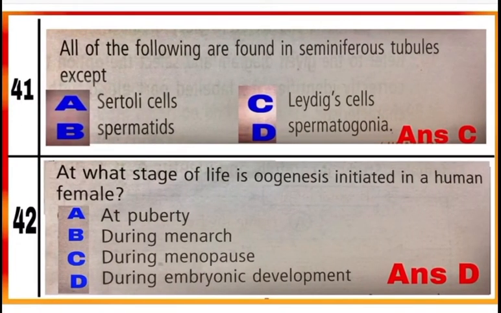Question 41. All of the following are found in seminiferous tubules except? Option C. Leydig cells are not found in seminiferous tubules. Rather, they are present between spaces of seminiferous tubules. Question 42. At what stage of life is oogenesis initiated in a human female? Option D. Oogenesis is initiated during embryonic development in human female.